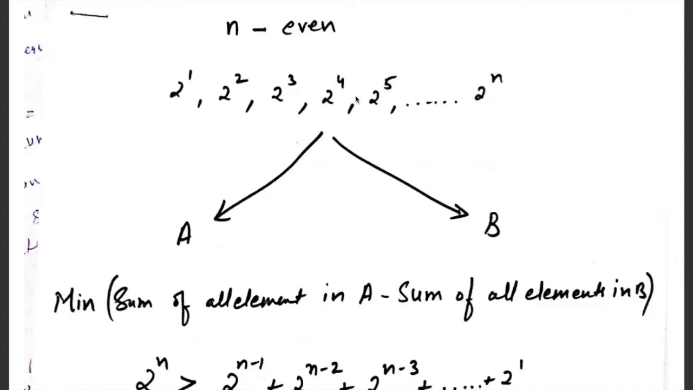That is, you want to give n by 2 numbers to some a and n by 2 numbers to some b, so that when you take the sum of all the elements in a and the sum of all the elements in b and take their difference, that difference should be as minimum as possible.